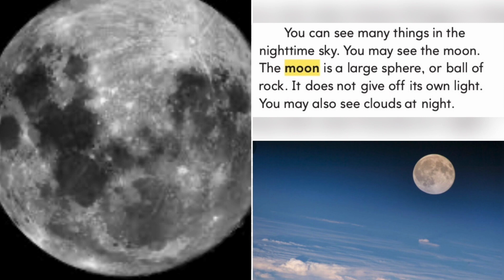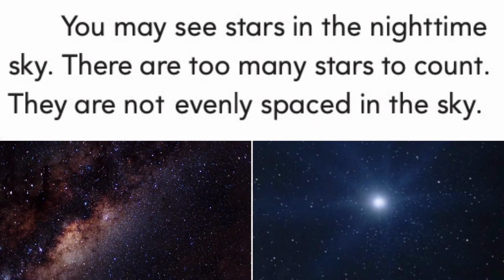You can see many things in the nighttime sky. You may see the moon. The moon is a large sphere or ball of rock. It does not give off its own light. You may also see clouds at night. You may see stars in the nighttime sky. There are too many stars to count. They are not evenly spaced in the sky.